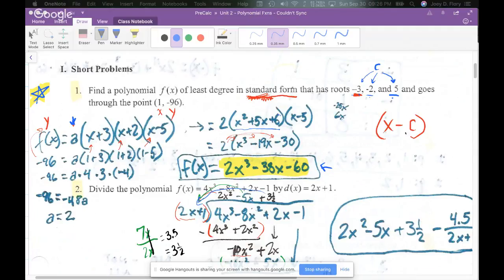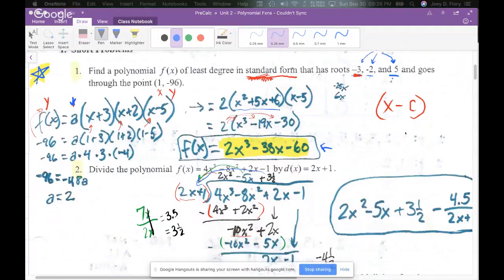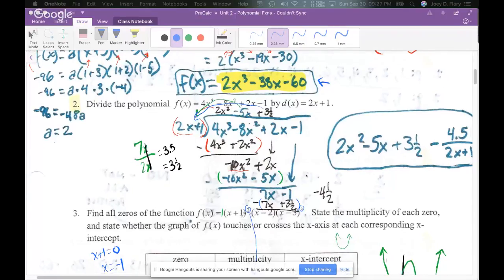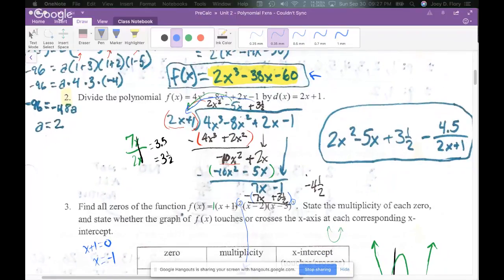All right, next problem, number 2. Divide the polynomial f of x by d of x. So the first polynomial goes underneath the house. The second polynomial goes outside of the house. And I've gotten this all written on because I just worked out this problem a few minutes ago before you guys joined me.